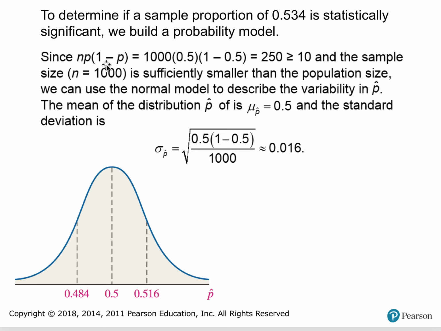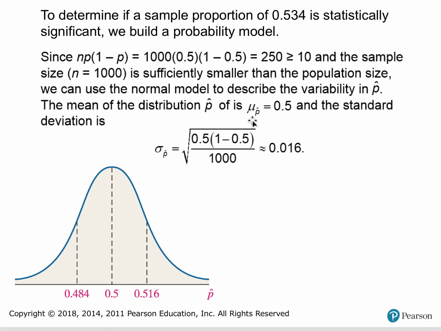So n times p times 1 minus p, which in this case they've got worked out to 250, has got to be greater than 10. Okay, and the sample size has to be less than 5% of the population size. So 1,000 is quite a bit less than 5% of the population. And they don't have it listed here, but they already told us that it's a simple random sample, right? A random sample. So that means we can use the normal approximation to describe the variability.